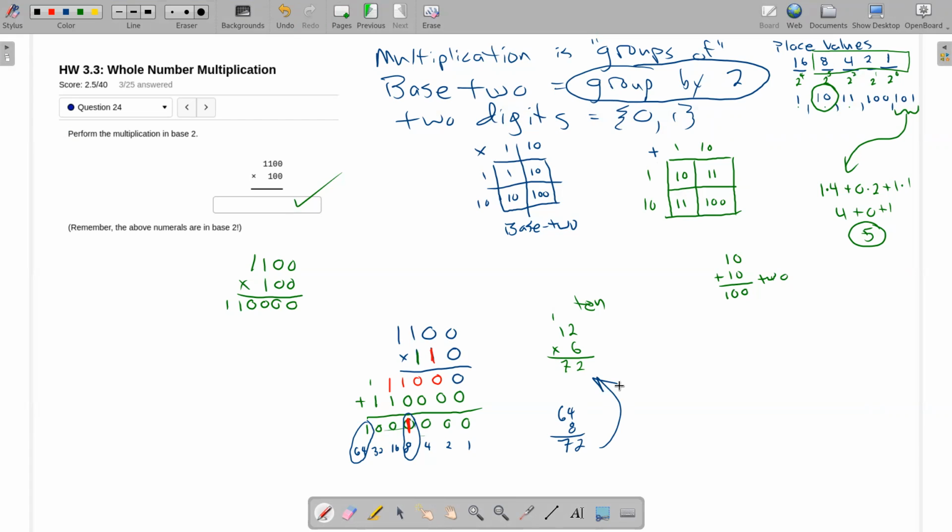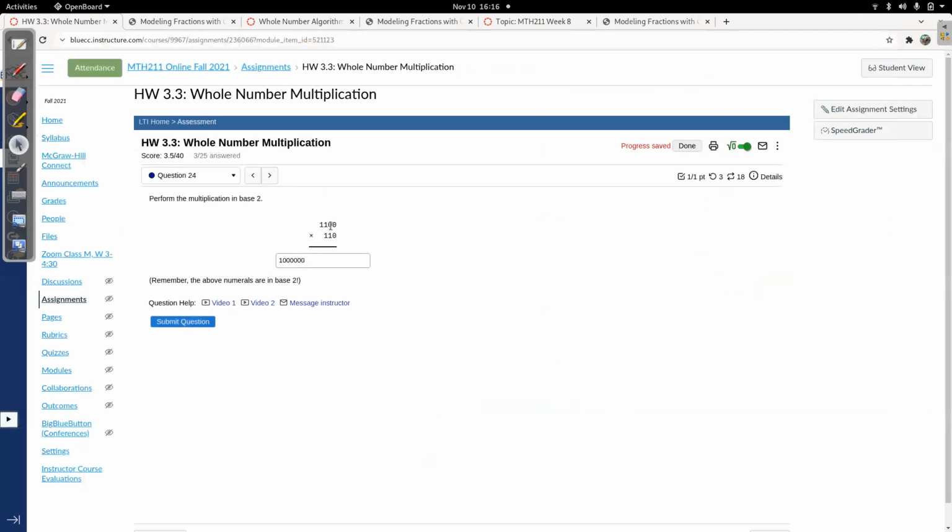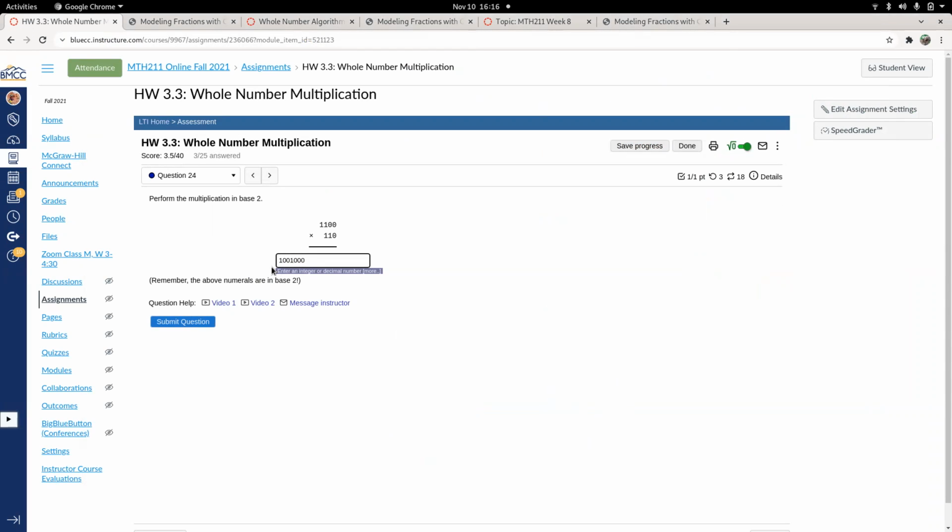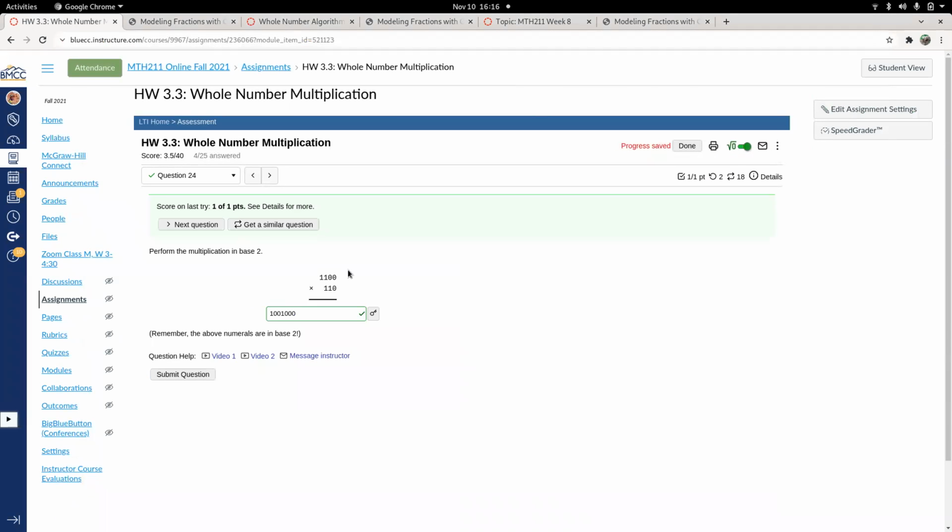Base 2 is a strange world. Thank you for correcting me, Carrie. Just saw that when I fixed it. So that should be 1 0 0 1 0 0 0. Ta-da. Okay, so base 2 is kind of simple in some sense because you only have zeros and ones to work with, but that's weird in another sense. It's like too simple to be true.